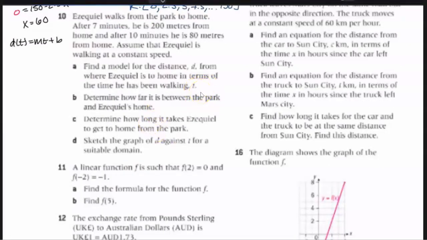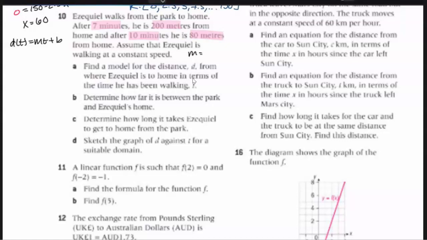So we have to find my slope. Now notice they give us a set of points. After 7 minutes, he is 200 meters. After 10 minutes, he is 80 meters. And they tell me that t is my x value, my independent variable. And that makes sense. Your distance depends on how long you're walking. The more you walk, the farther you get. So let's find my slope.